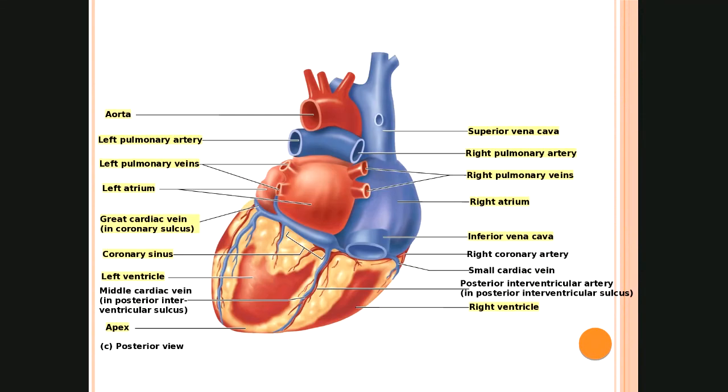Okay, this is a posterior view of the heart, and you can see the left ventricle right there. Notice we don't really see the aorta from this view. We see it as it arches up here.